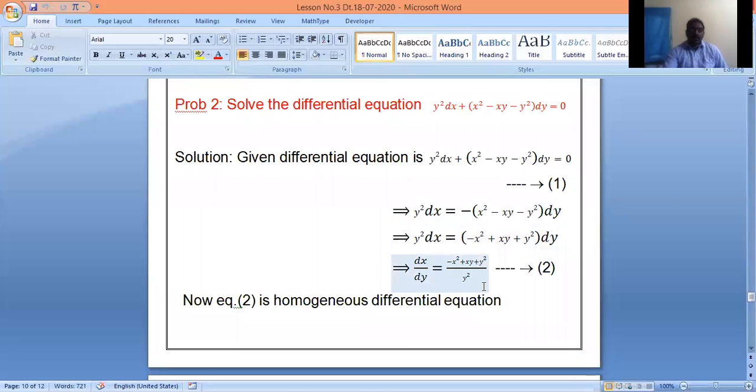Here, f(x, y) is a homogeneous function of degree 2. Also, the denominator g(x, y) is a homogeneous function of degree 2. Here both f(x, y) and g(x, y) are homogeneous functions of the same order. Therefore, the given equation 2 is a homogeneous differential equation.